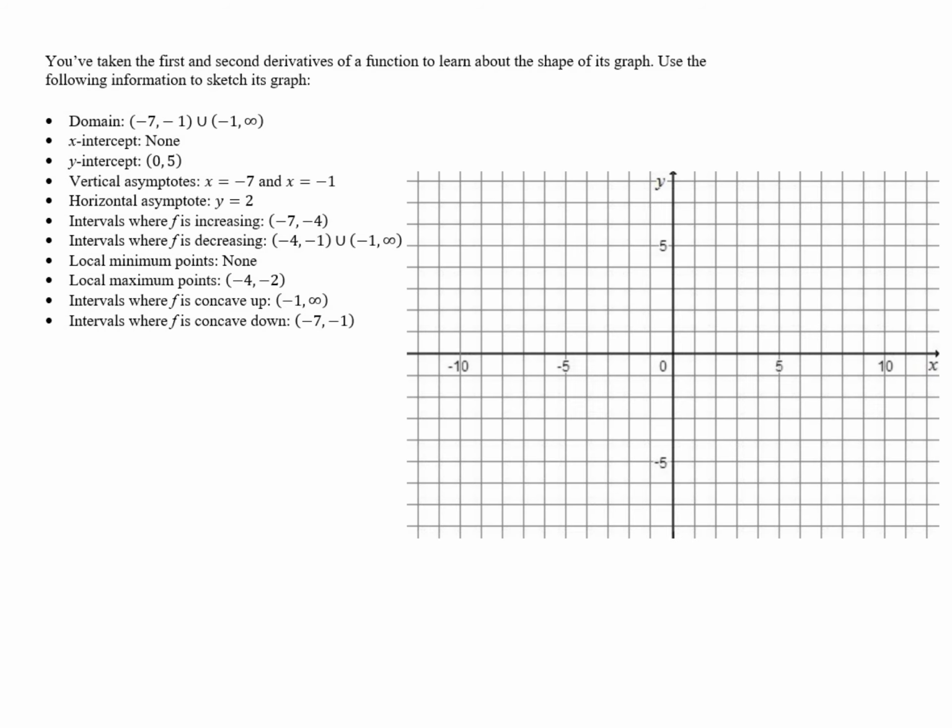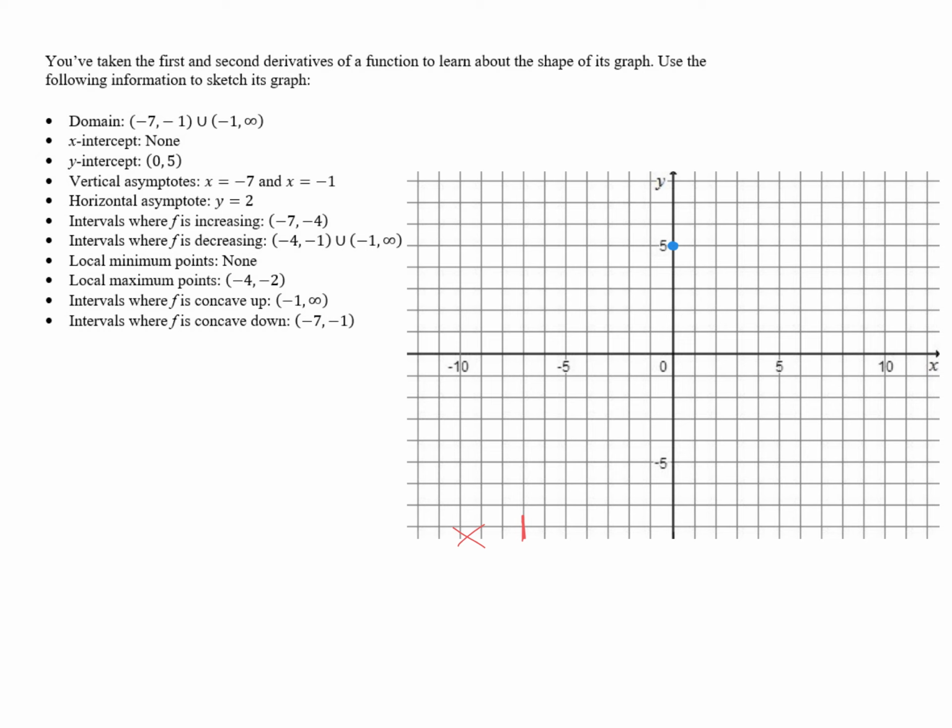All right, the first thing we note is that the domain goes from -7 to -1, and then -1 to infinity. So we are not looking to the left at -7. There's going to be nothing over there. And then there's some sort of a break in the domain at -1, but we'll look a little bit more at that later. For the intercepts, there's no x-intercept, which is interesting. There's a y-intercept at (0, 5), so we can plot that point.